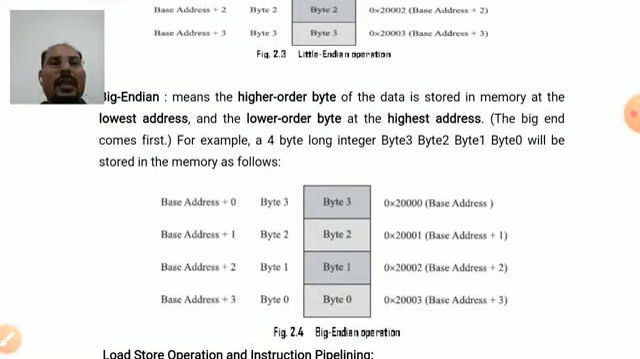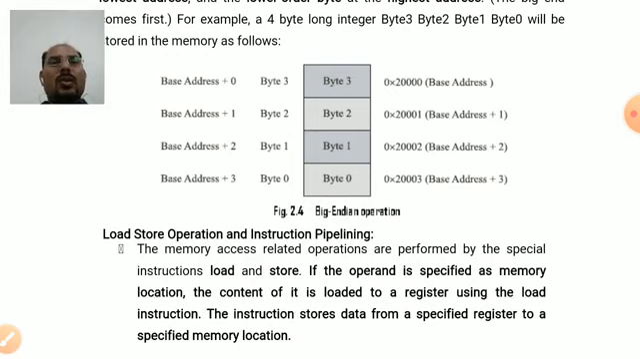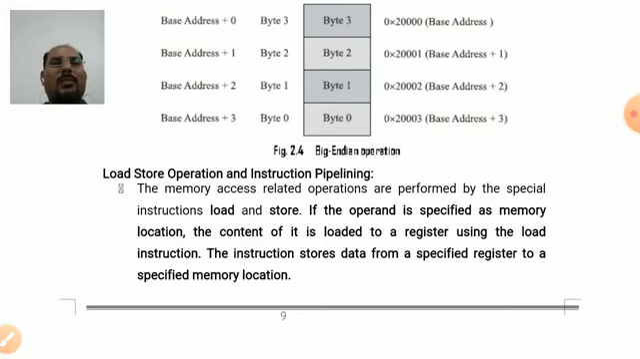See, byte 3 is stored at the 20,000 memory location. Byte 2 is stored at the 20,001 memory location. Byte 1 is stored at the 20,002 memory location. Byte 0 is stored at the 20,003 memory location. It means the higher byte is stored at the lower memory location and the lower byte is stored at the higher memory location. Load store operation and instruction pipelining.